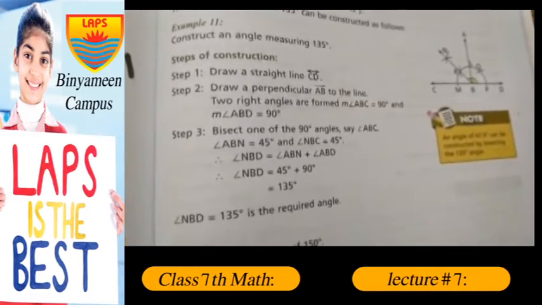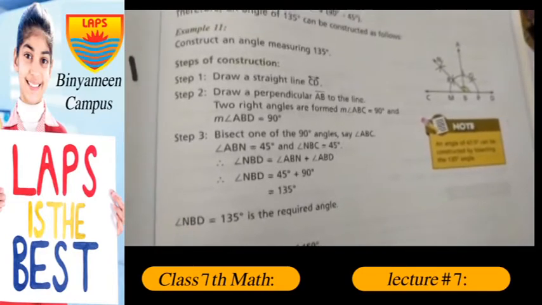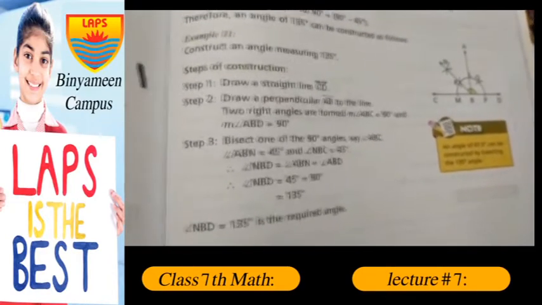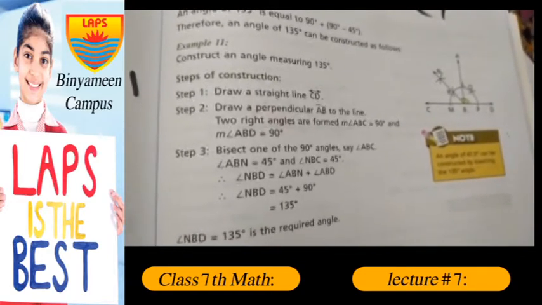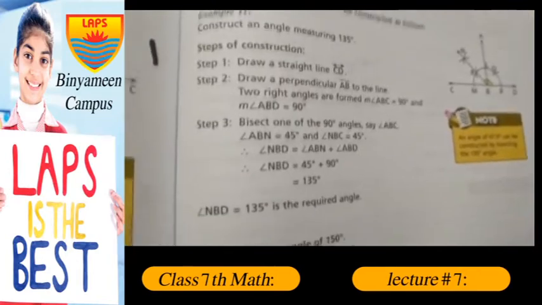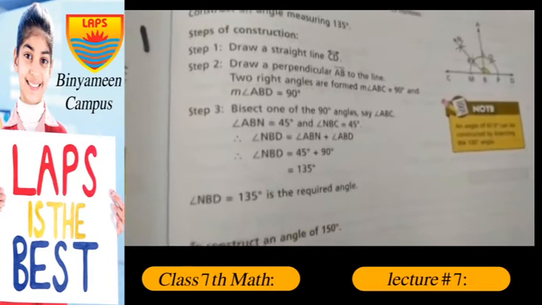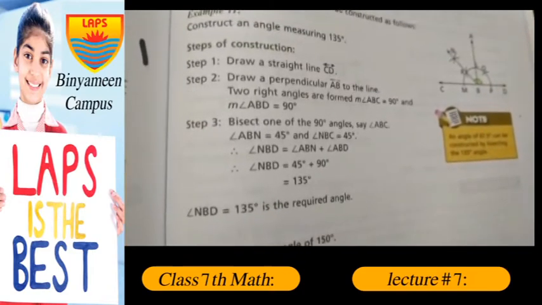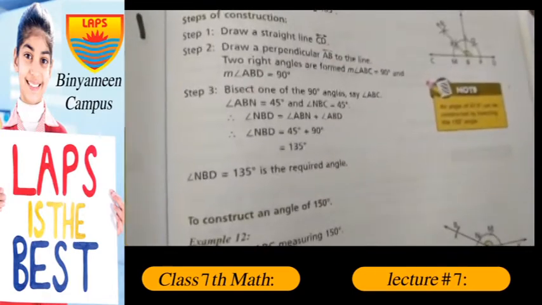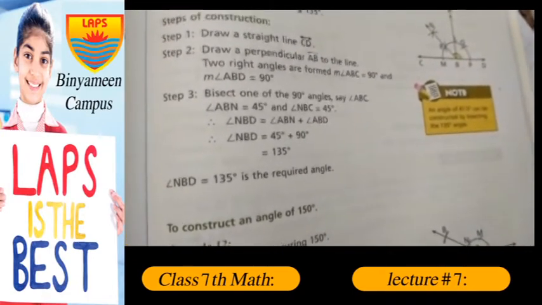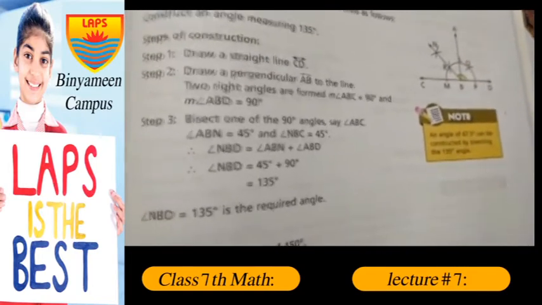Step 3, bisect one of the 90 degree angles, say angle ABC. Then angle ABN is equal to 45 degree and angle NBC is equal to 45 degree. Angle NBD is equal to angle ABN plus angle ABD. Angle NBD is equal to 45 degree plus 90 degree. You can get the angle 135. Angle NBD is the required angle 135.